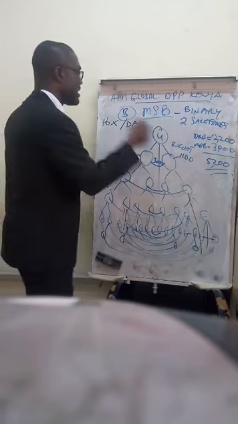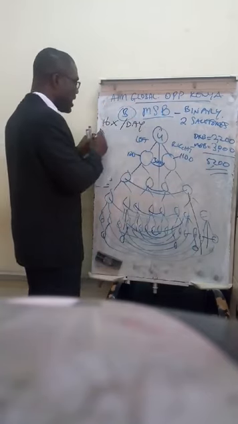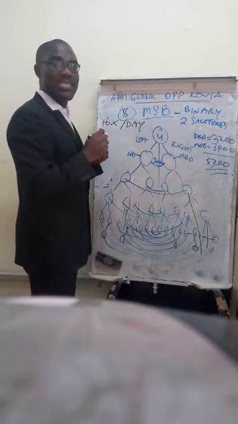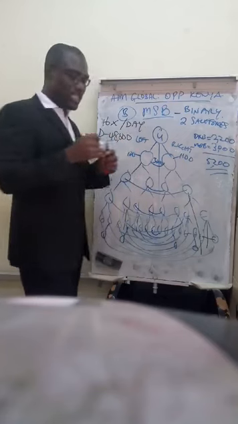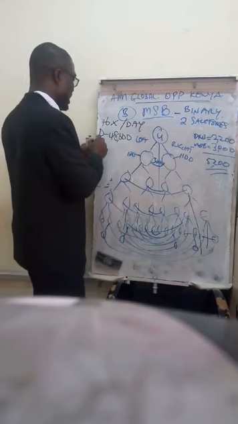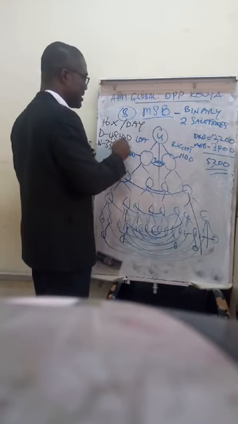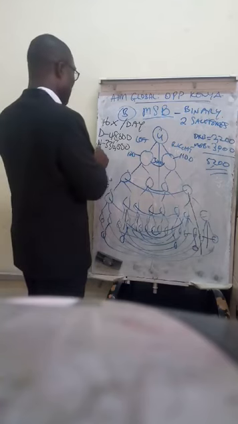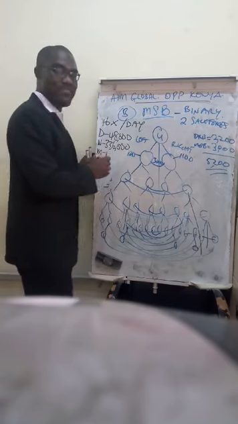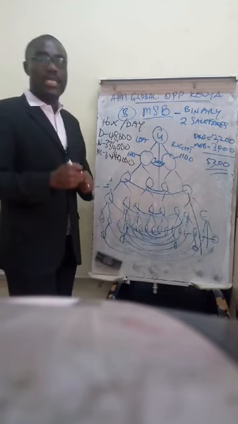So 3,000 times 16 times, meaning that every day the maximum you can get is 48,000 shillings. In a week, the maximum you can get is 336,000 shillings, and in a month, the maximum you can get is 1,440,000 shillings.